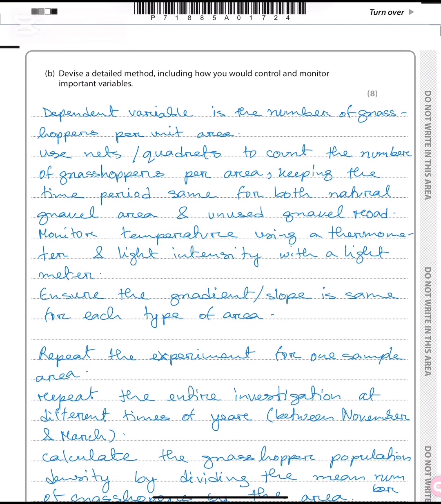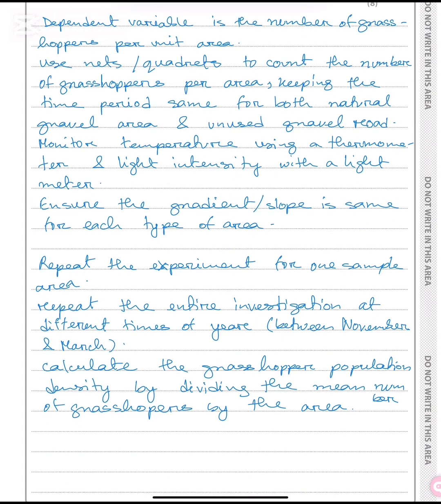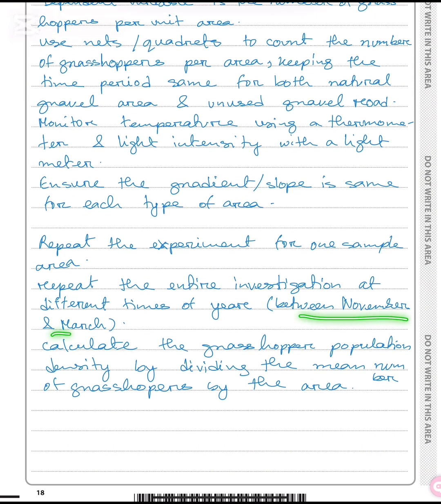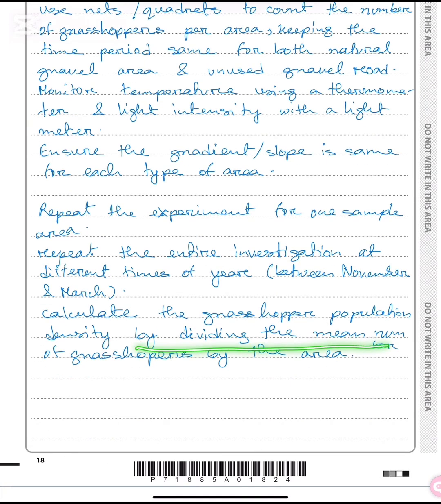Ensure the gradient or slope is the same for each type of area. Repeat the experiment. Repeat the entire investigation at different times of year between November and March. Calculate the grasshopper population density by dividing the mean number of grasshoppers by the area. And we are done with 4b.